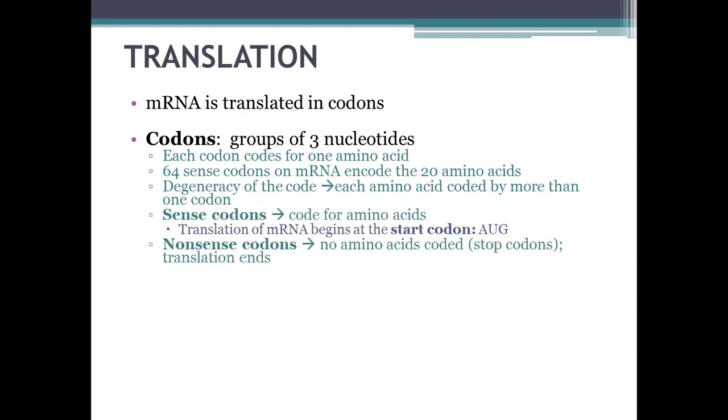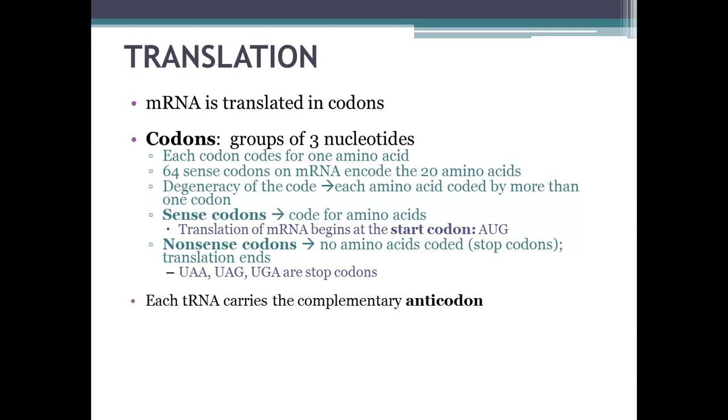So there are 2 types of codons. Sense codons code for amino acids. Translation of the mRNA begins at a start codon. The start codon is always AUG. Nonsense codons are when no amino acids are coded. So we have arrived at the stop codon, and translation ends. There are 3 stop codons: UAA, UAG, and my favorite, UGA.